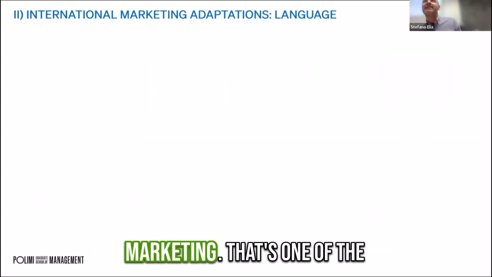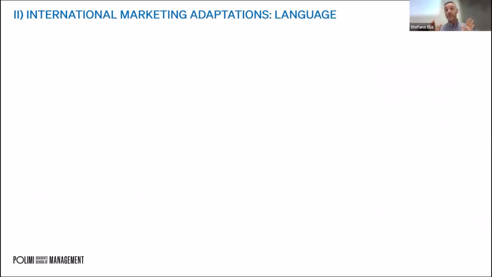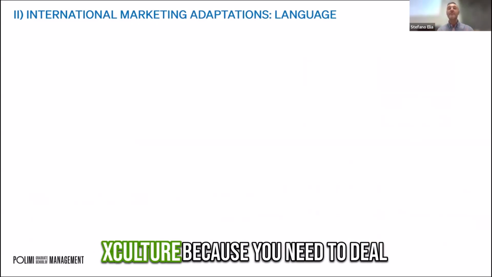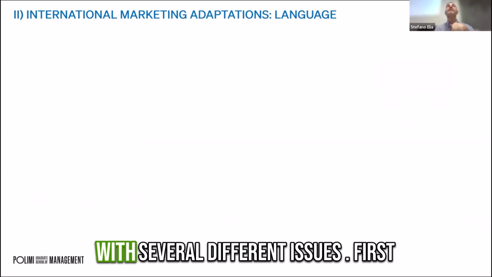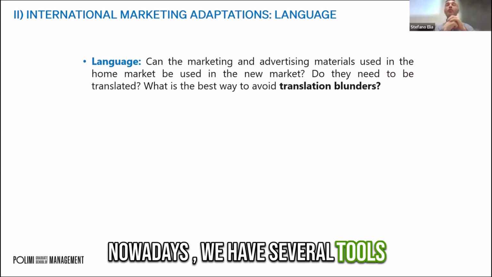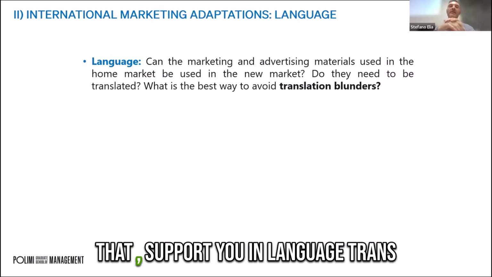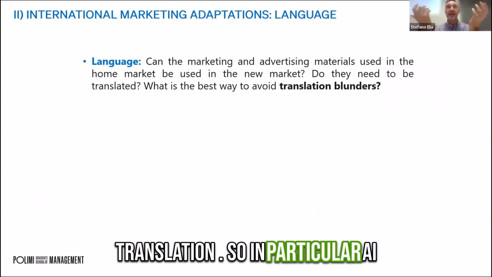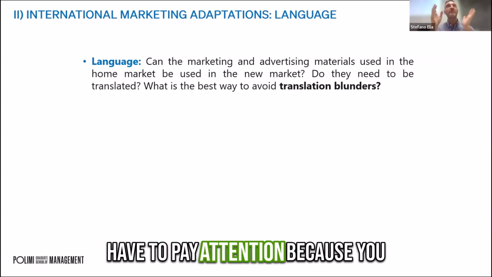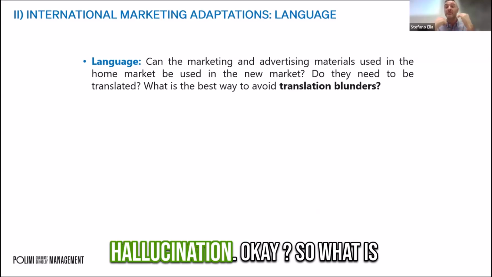Now we go to the marketing. That's one of the most important parts whenever you're internationalizing, and also in X Culture, because you need to deal with several different issues. First of all, the language. Nowadays we have several tools that support you in language translation, in particular AI tools. But of course, you still have to pay attention because you know that AI is full also of hallucination.